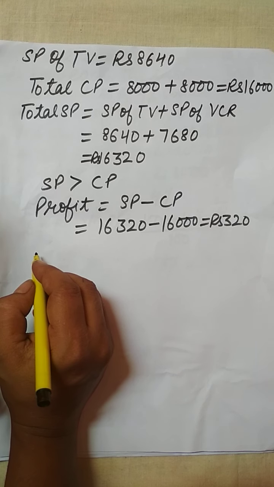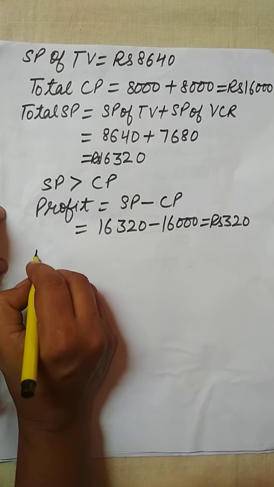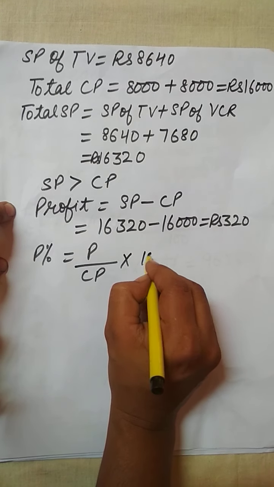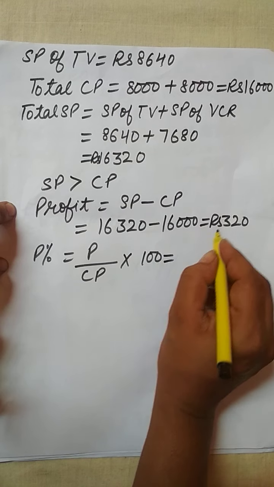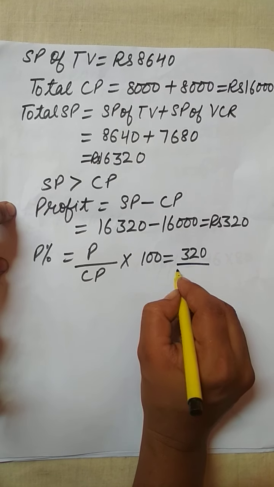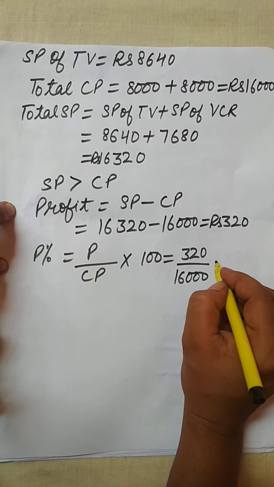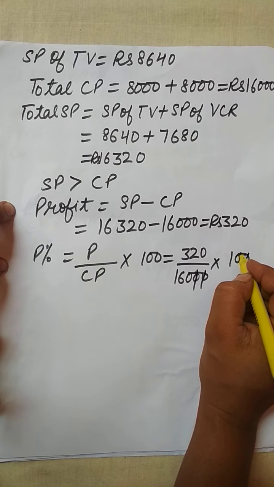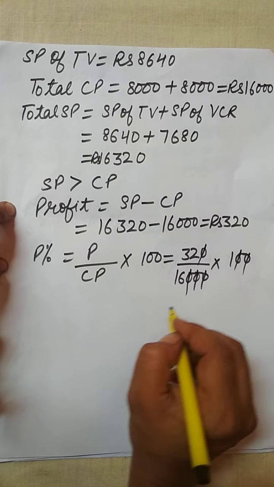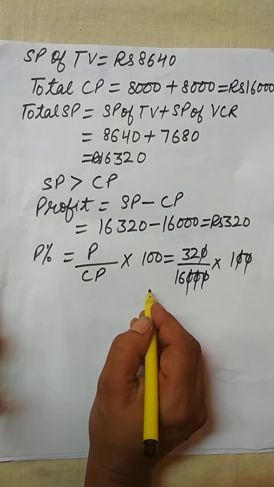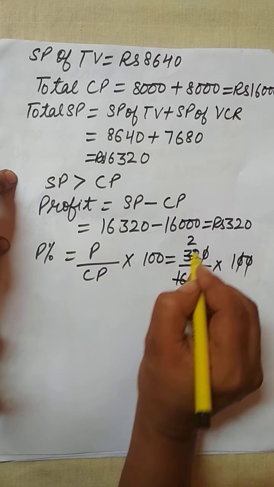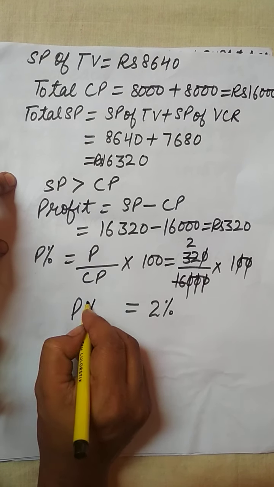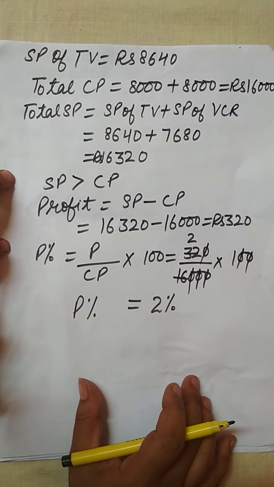Now we are to find out gain percent. So this is profit percent is equal to profit divided by cost price multiplied by 100. Profit is 320, cost price is 16,000 multiplied by 100. Do the simplifications. These two zeros cancel with each other. This one zero is also cancel, and 16 twos are 32. So we can say that the shopkeeper got 2% gain in the whole transaction.